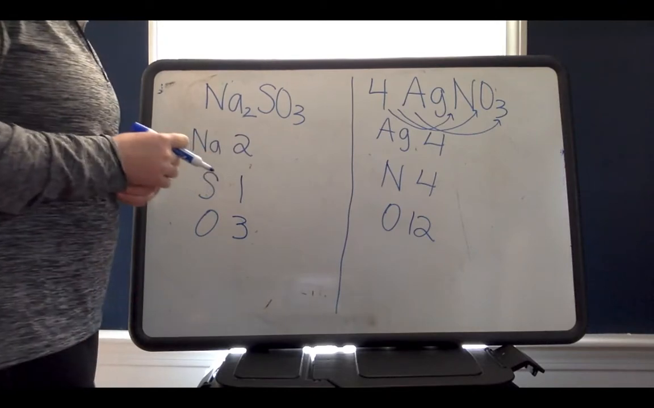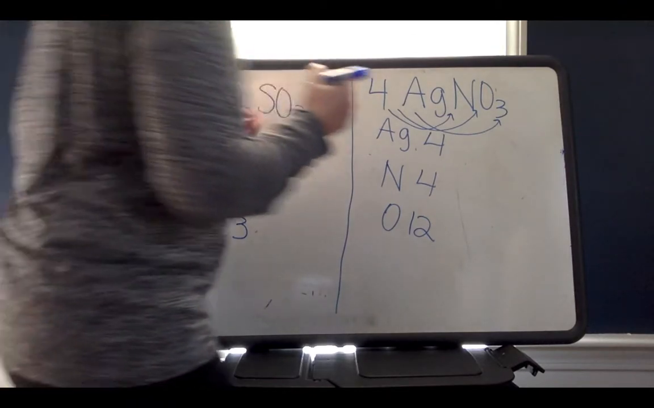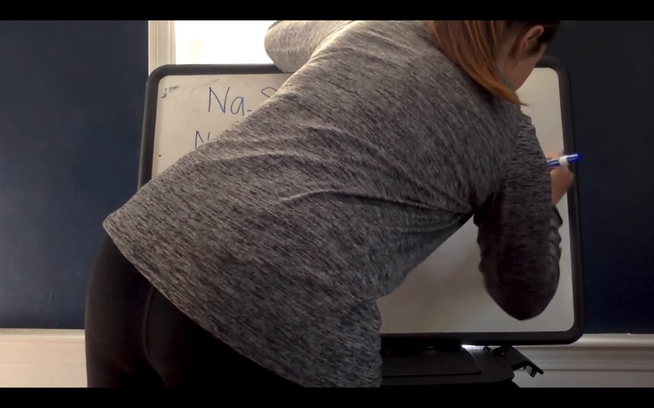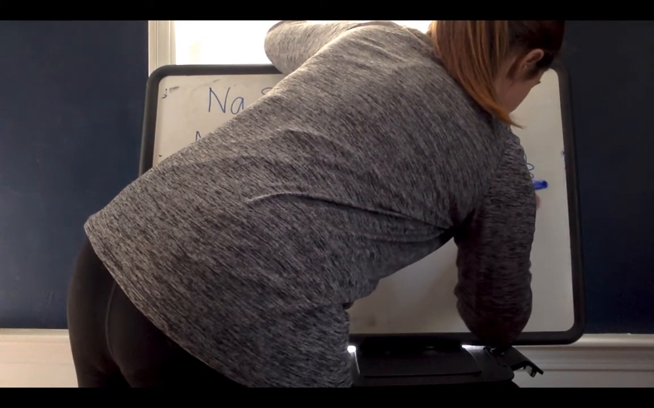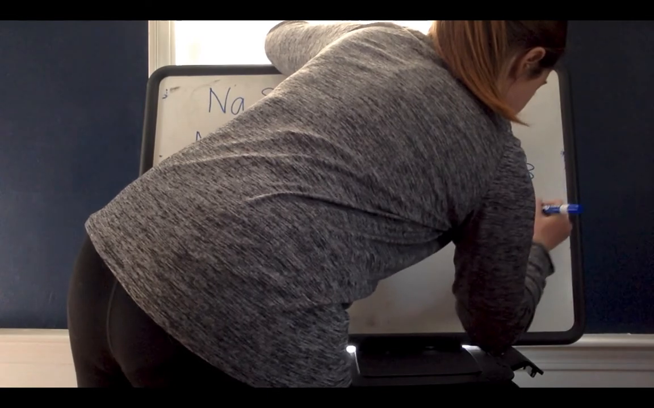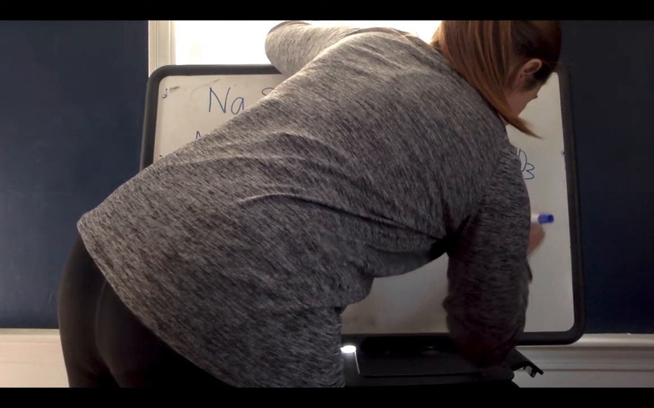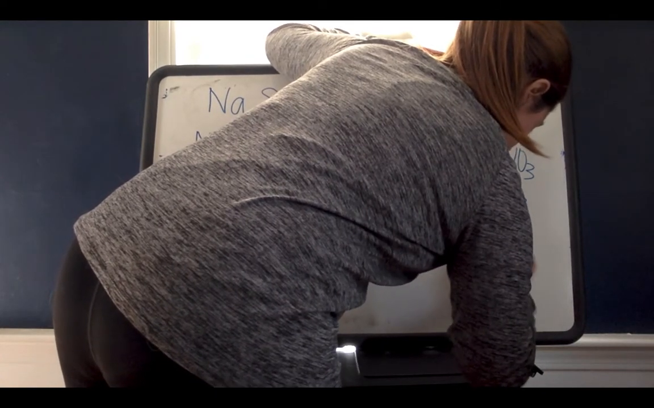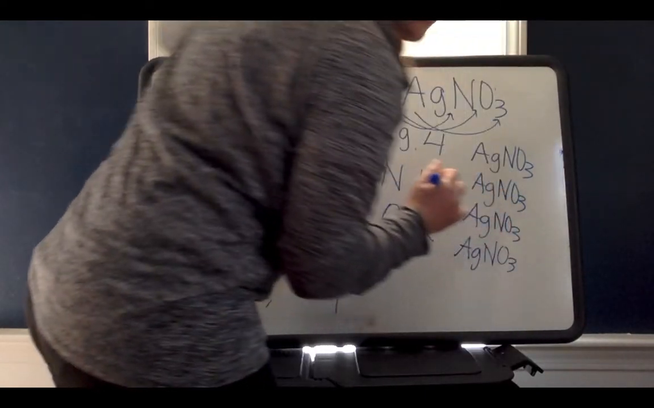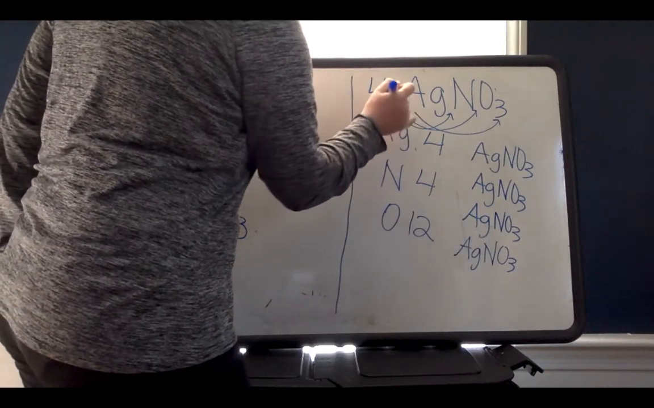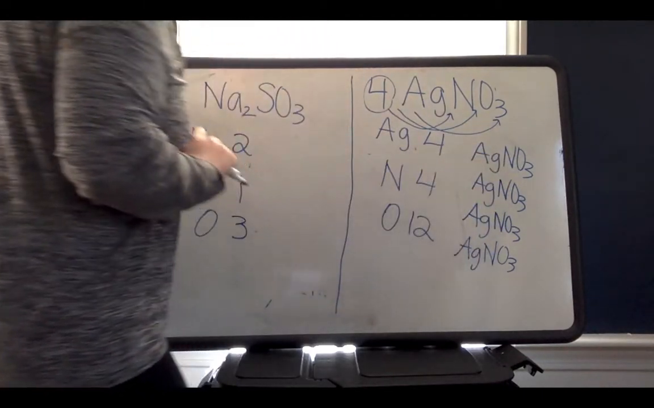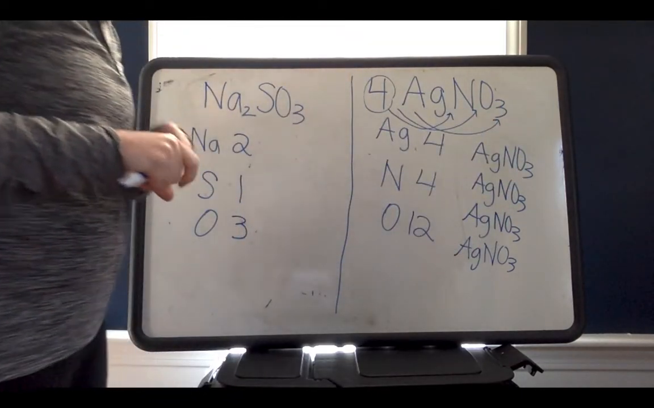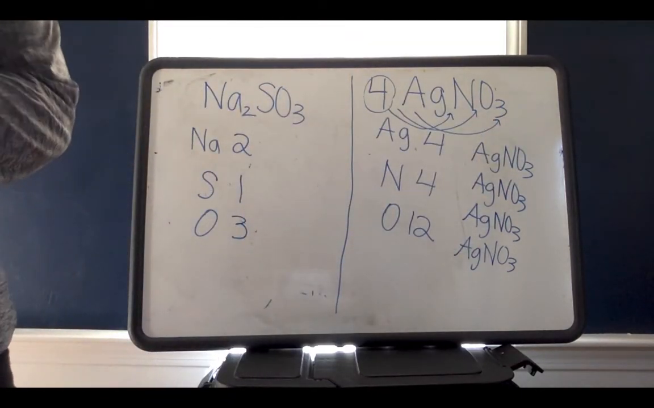The 4 in the front is kind of like saying you have 4 of them, except you don't write it 4 times. So AgNO3, AgNO3, AgNO3, AgNO3. So this 4 takes the place of all 4 of those. So it's much easier to write this than instead of writing them out 4 times. All right, let's do 2 more together.